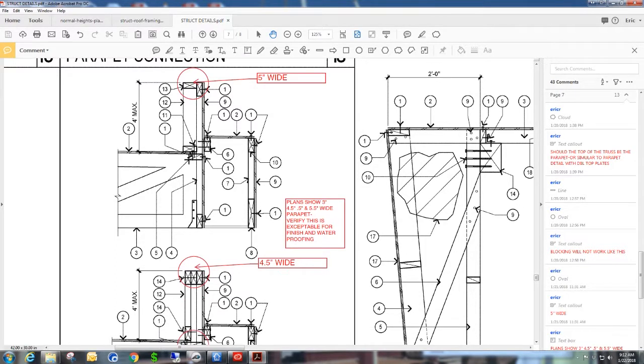What that does is that makes the parapet multiple different sizes. It could be a 3-inch parapet, it could be a 4.5-inch parapet, a 5-inch parapet, and a 5.5-inch parapet. Is this acceptable for finishing and waterproofing, or does all of these details need to have 3-inch double top plates on to match up the parapet at the top?